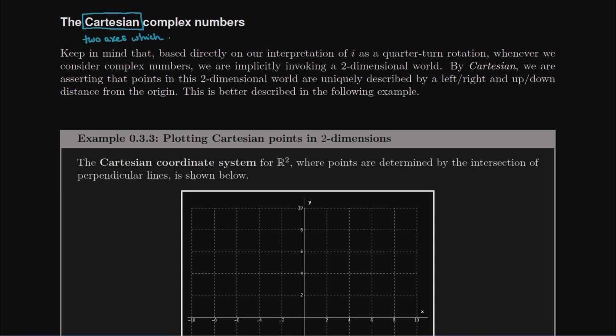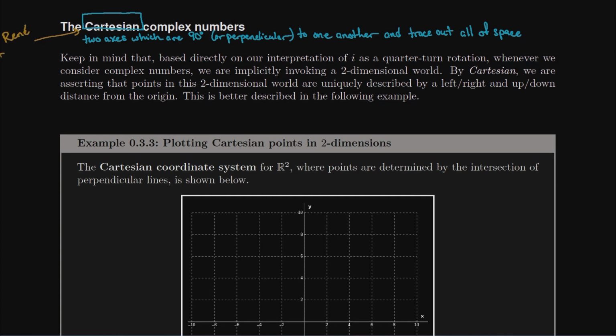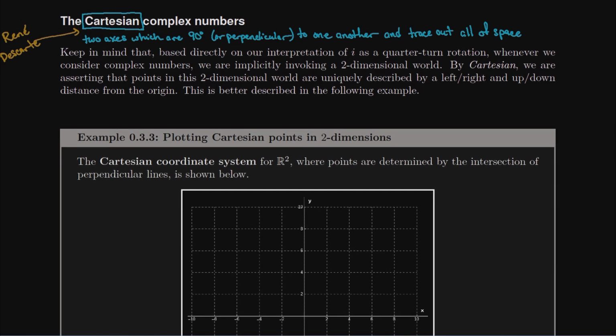So Cartesian complex numbers, or even coordinate systems, are the cases where we have two axes which are 90 degrees, or perpendicular, to one another, and trace out all of space. Okay, so this word Cartesian is a result of René Descartes, right? René Descartes, and all of the French people are rolling in their graves with my pronunciation of that. But yeah, we've got René Descartes here, and he developed the coordinate system.